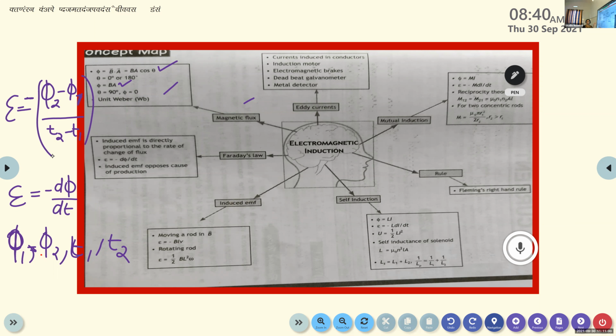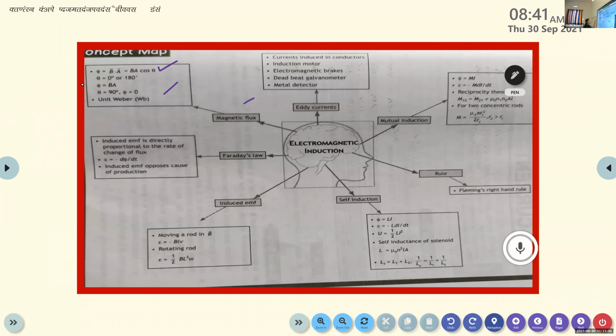Then we know that according to Faraday's law of electromagnetic induction, the induced EMF in a circuit is equal to the rate of change of magnetic flux associated with that particular circuit. That is, E is equal to minus d phi by dt. So here we need to just subtract the given magnetic flux and the respective time. So minus phi2 minus phi1 divided by t2 minus t1 gives the induced EMF in a circuit.